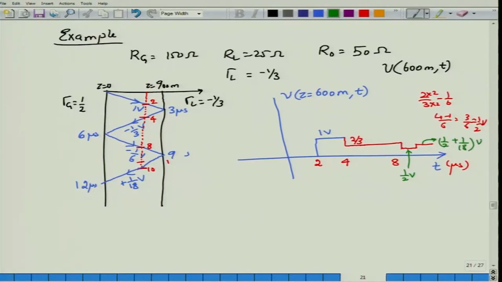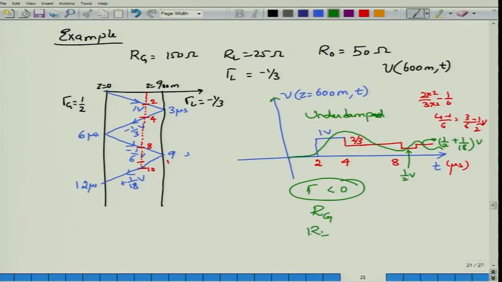So this is the voltage as you would see at 600 meter, and you can clearly see that this is of the form which is oscillating. So this is an example of an under damped system. So why is this an under damped system? Because at least one of the gammas has become less than 0. So sign of gamma less than 0 indicates that one of the resistances, it could be either Rg or RL, has become less than R0, and this is the only condition that you should have. You should not have both having less than 0.